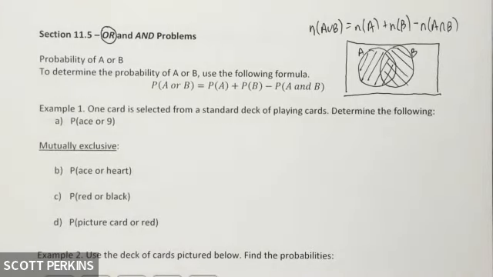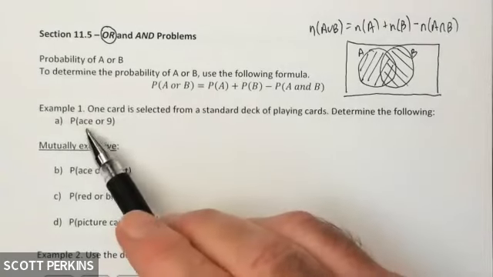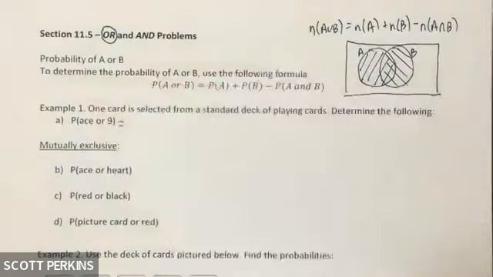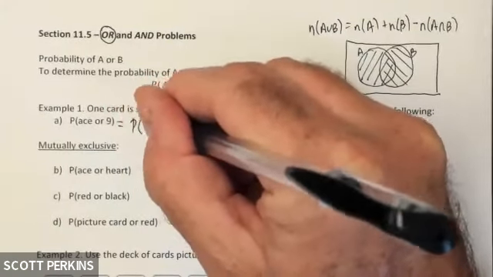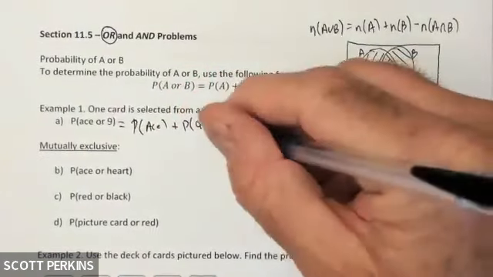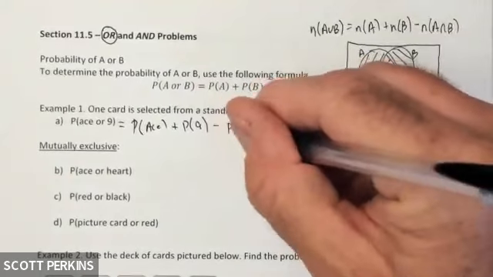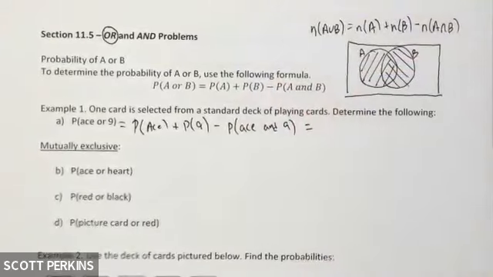My example right there says one card is selected from a standard deck of playing cards. If you have that picture in your notes, use it; I didn't reprint it. Determine the probability of the following: the probability of an ace or a 9. Well, to find this, we're going to find the probability of an ace, then add to that the probability of a 9, then subtract the probability that those two things happen together, the ace and the 9 happening at the same time.